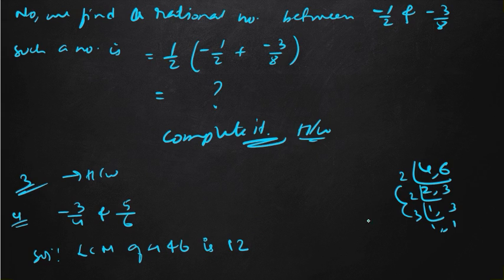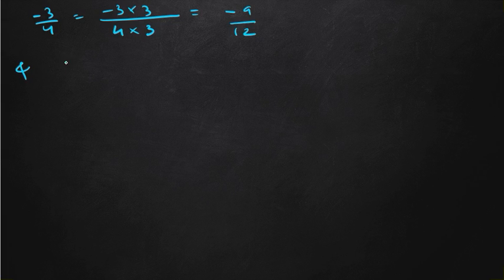So minus 3 by 4 can be written as minus 3 into 3 over 4 into 3, that is 12, so you have to multiply the numerator also. So minus 9 by 12. And the second one is 5 by 6. So 5 by 6, 6 times 2 is 12 and 5 times 2 is 10, so 10 by 12. Okay.